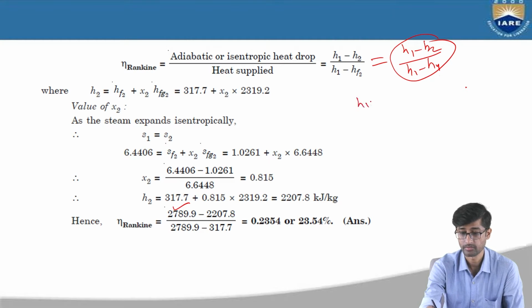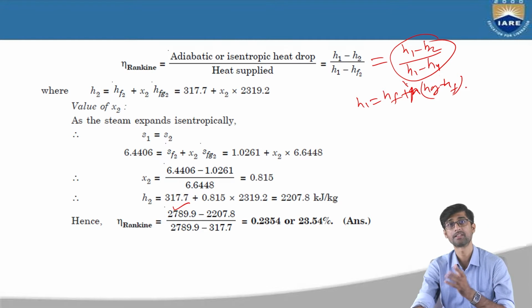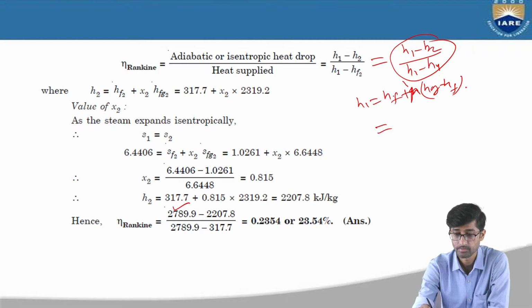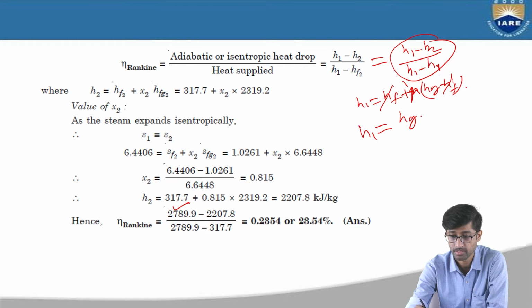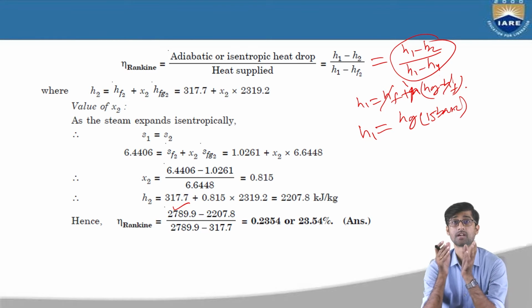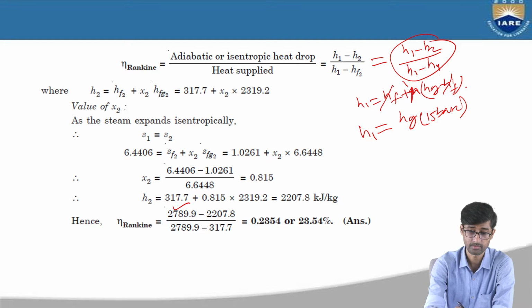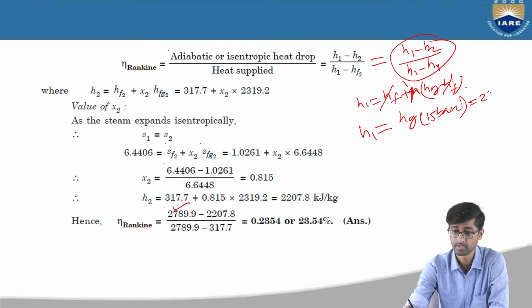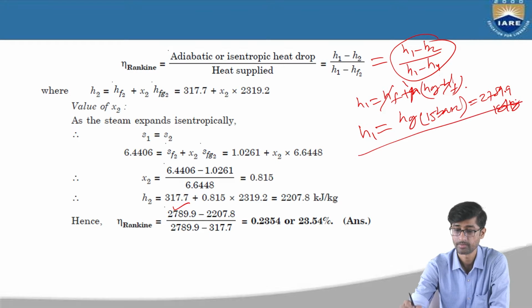Because H1 is equal to Hf plus X into Hg minus Hf, right? Here dryness fraction is 1 because the question is given dry and saturated, right? So Hf will be cancelled. So this will become Hg. So H1 is equal to Hg at the pressure of 15 bar. From the steam table, at the pressure 15 bar, what is the value of Hg? That equal to H1. The value is 2789.9 kilojoule per kg. This is the value of H1.